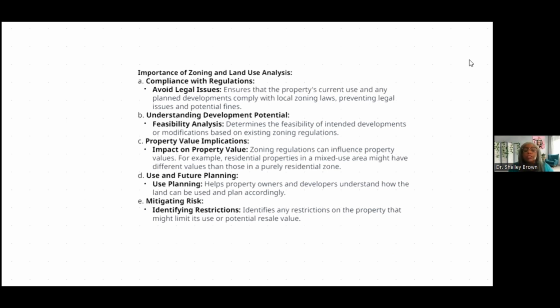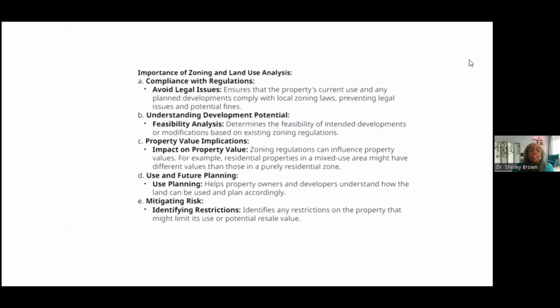So you want to make sure that this zoning is within the local zoning laws, and it will prevent any kind of potential fines or legal issues. Like I said, if you're using a property in a way that it was not intended, then you could have legal issues.